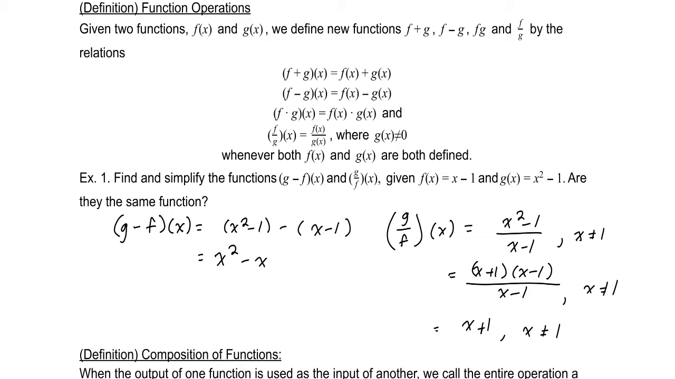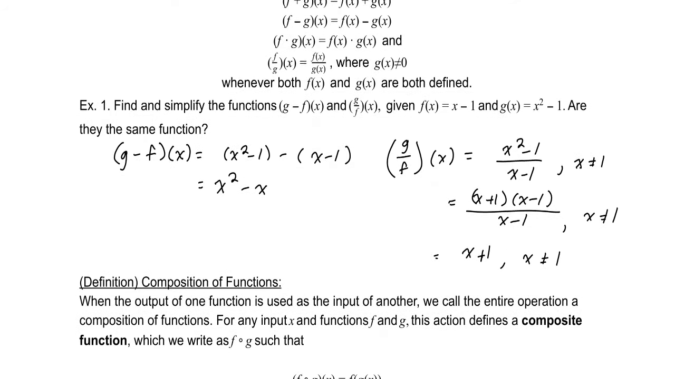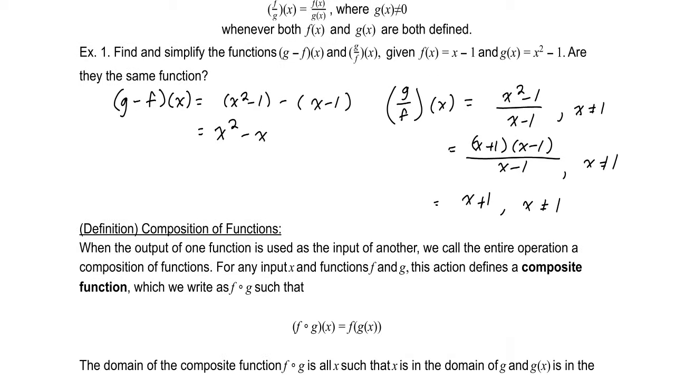Are they the same function? Pretty clearly they're not. We have x squared minus x and we have x plus 1. One has a domain restriction while the other doesn't. Okay, so be familiar with operating with functions in that way. Now, the 5th function operation we will discuss is composition. That's the focus of this section.